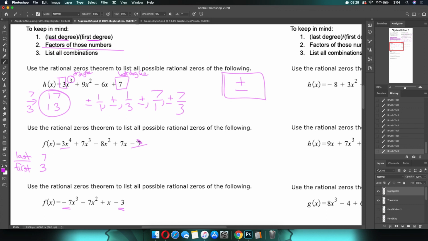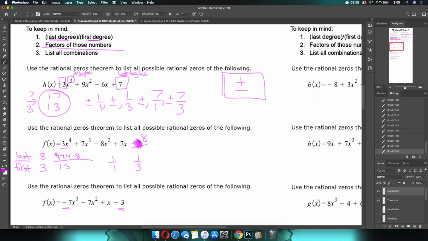Let's make this up. Let's make a really awkward number. Let's make that 8. That way now it's different. What are our factors of 8? We have 1, and we have 8, and we have 2, and we have 4. For 3, we only have 2 options. We have 1 and 3. So we need all possible combinations. We're going to start with 1. So we have 1 over 1 and 1 over 3.